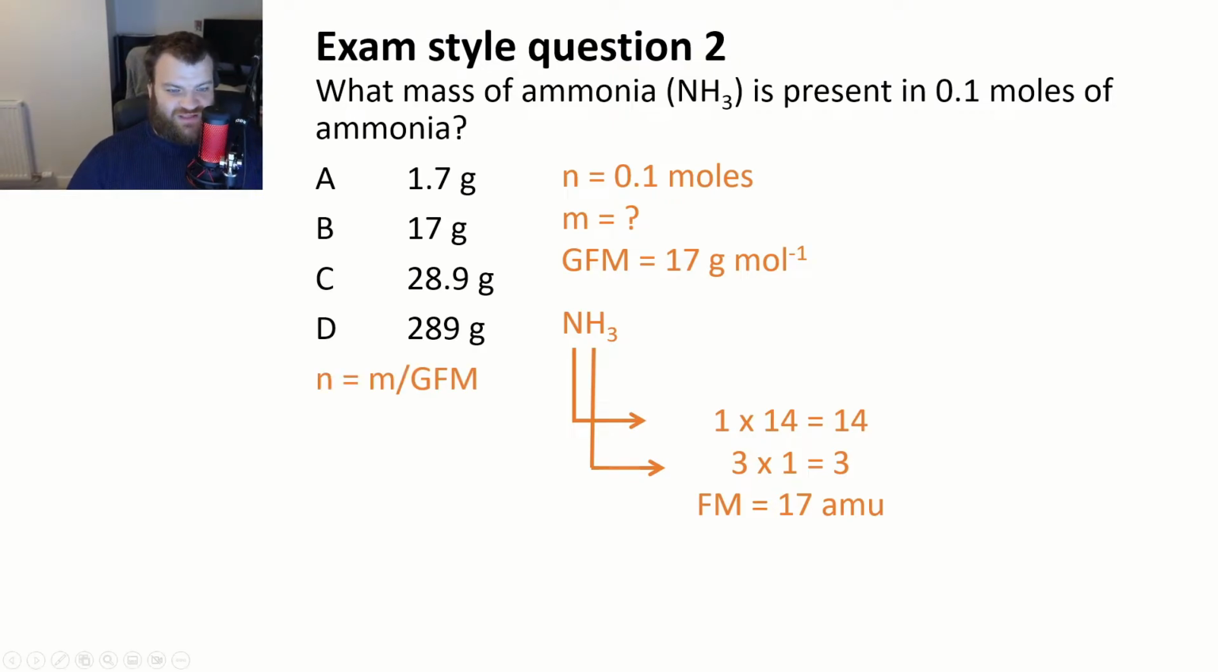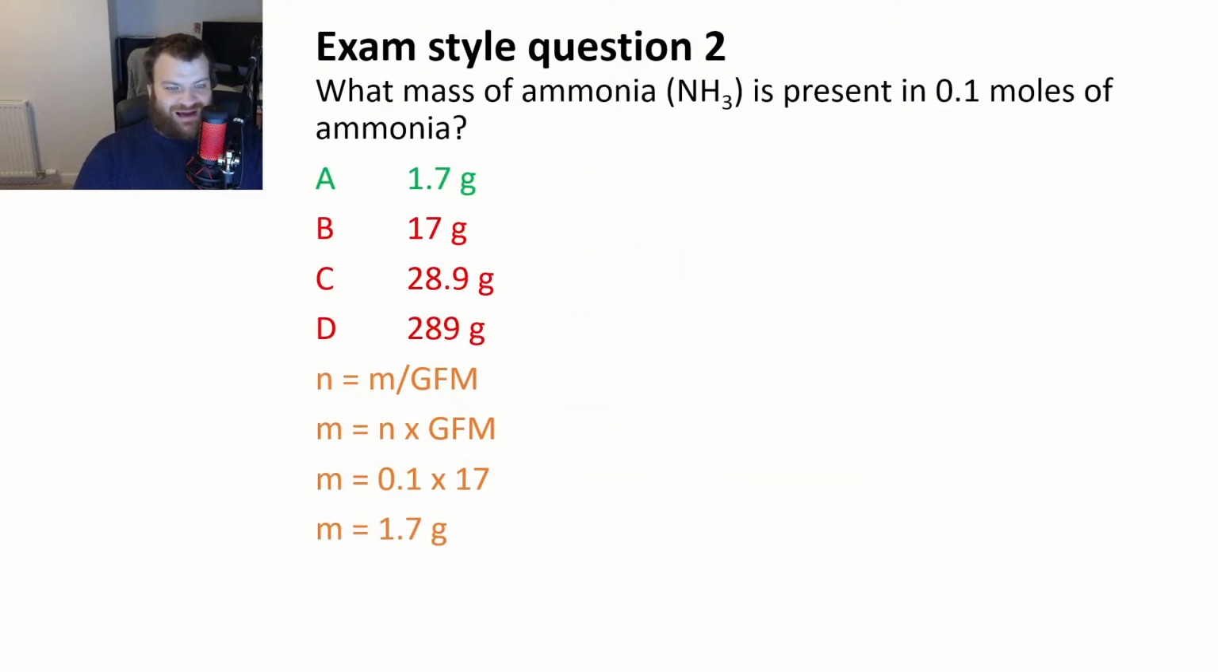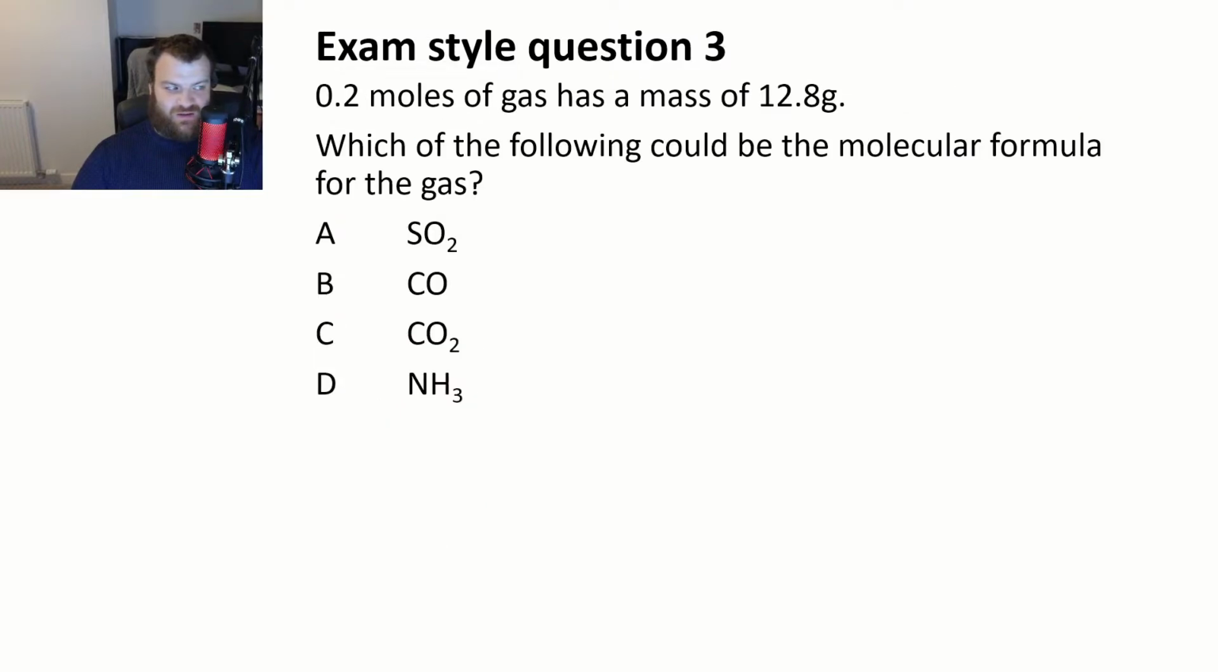From the data booklet, it tells us that n equals m divided by GFM, which means m equals n times GFM, which would be 0.1 times 17, giving us 1.7 grams, which matches to answer A.